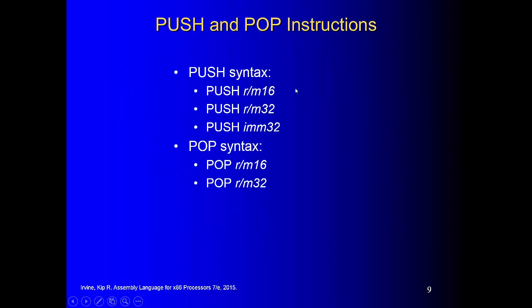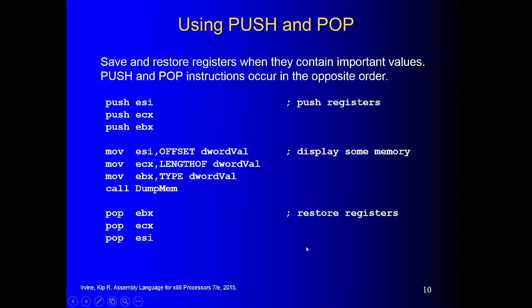So this is the syntax for push. You can push a register or memory, 16 bits or 32 bits, or a constant immediate value. The same goes for pop. But for pop, you cannot pop a constant value, because we are trying to pop the top available value from the stack to a variable or register.